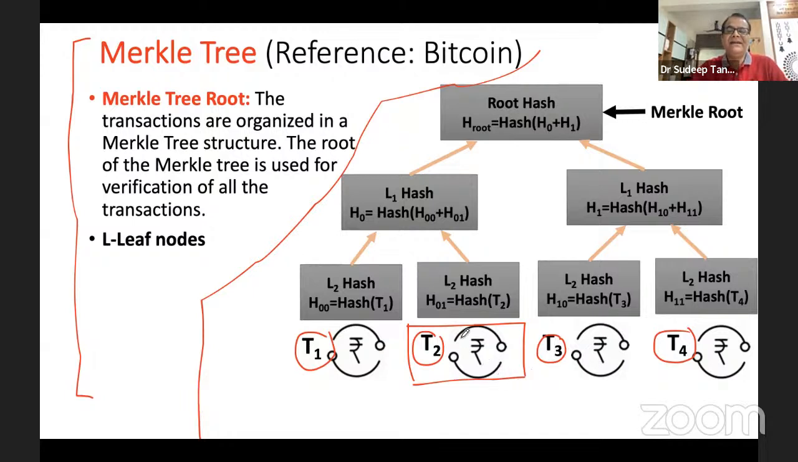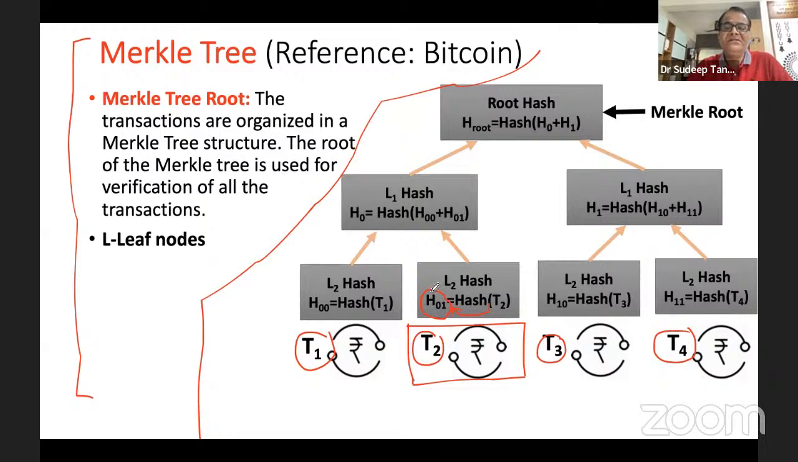As an attacker, my intention is to modify transaction T2. I have already told you that for each transaction, we have to generate the hash using SHA-256. So let's say, for example, H01 is the hash of transaction T2. If I want to change transaction T2, that means the hash corresponding to T2, that is H01, is going to be changed.